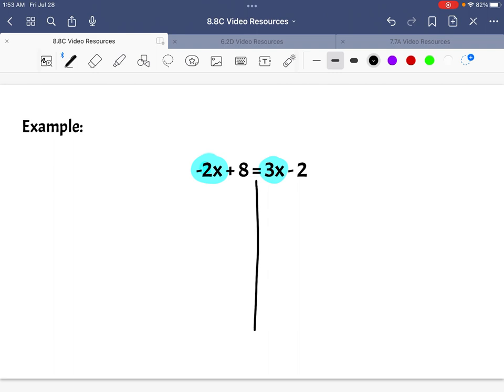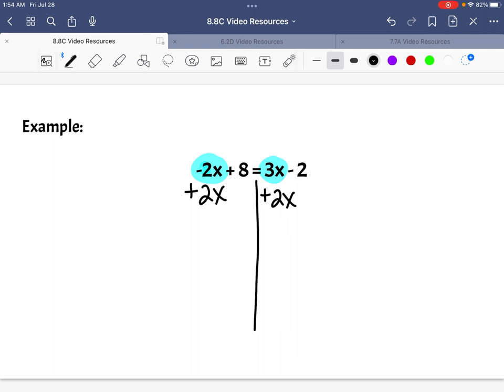And it doesn't matter if I get them all to the left or to the right, the value of x will remain the same. So I personally like dealing with positive coefficients. And so I see right here we have a -2x. So in order to get rid of that -2x, I need to create a zero pair. So the opposite of -2x would be a +2x. And I'm going to add 2x to both sides to maintain that balance.